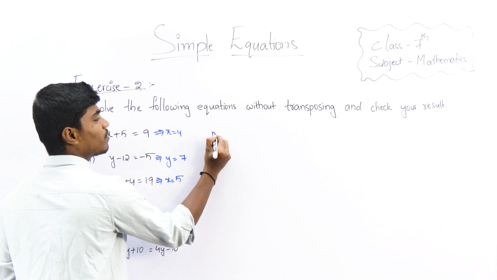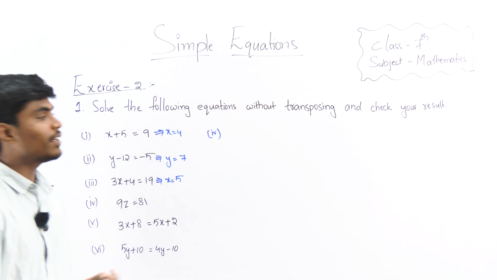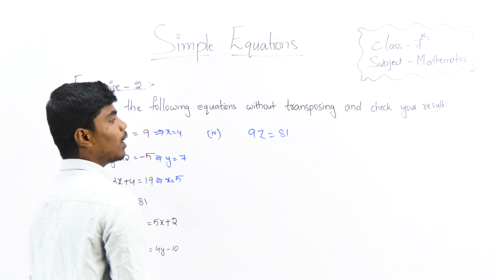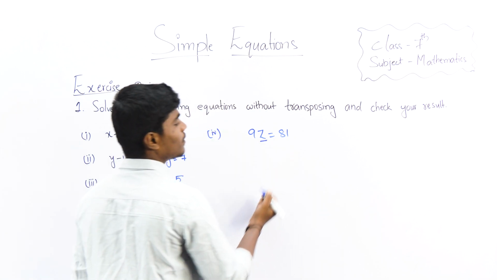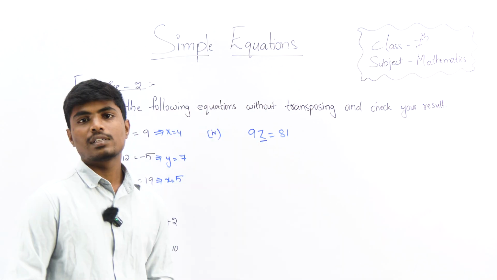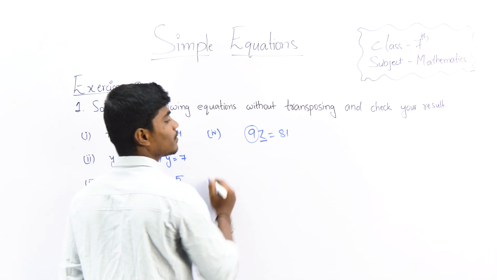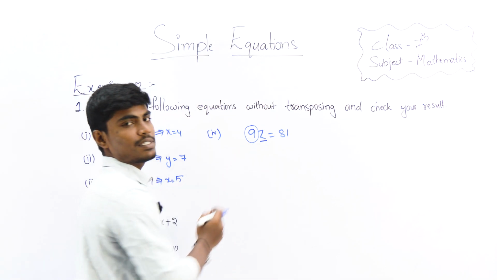The fourth one. What do we have? 9z is equal to 81. Here we have to find the value of z. What do we have extra? We have extra 9. What is 9 doing with z? 9 is multiplying with z.